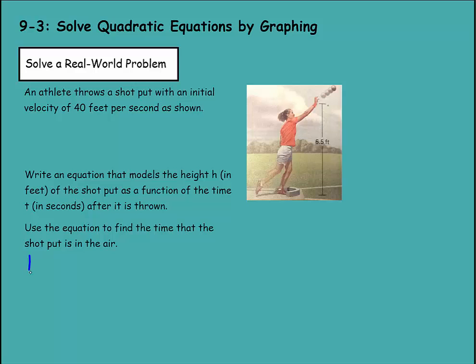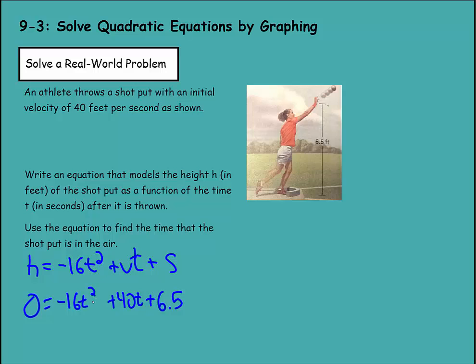If we use our vertical motion formula, it would be h equals negative 16 times t squared plus v times t, then plus s. S is the initial height, and I see that the initial height is 6.5. The initial velocity, v, is 40 feet per second, so plus 40t plus 6.5. Now we just need to solve for h. The ball stops being in the air when the height is 0, when it lands on the ground. So 0 equals negative 16t squared plus 40t plus 6.5.